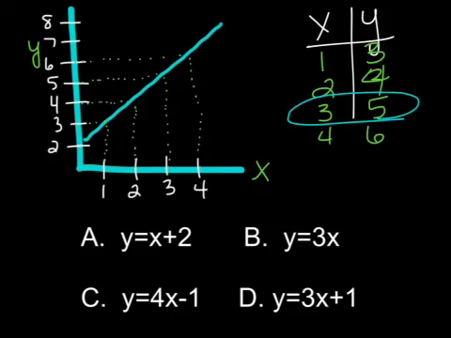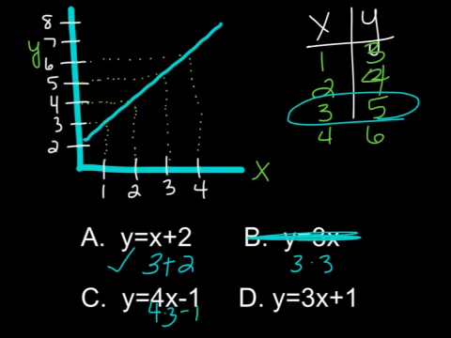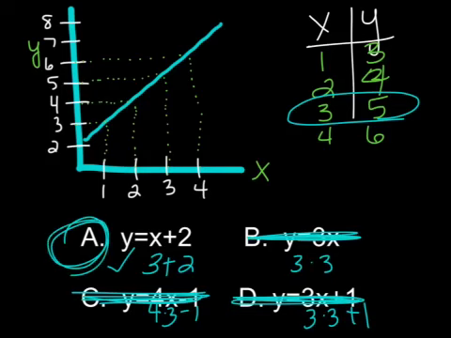And now plug it in. So first one, I plug in 3 for x, so 3 plus 2 should equal 5. Does it? Yes, so I'm going to put a check. Next one, 3 times 3. Well, that equals 9, so does that work? No, I can mark it out. Next one, 4 times 3 minus 1. Well, 4 times 3 is 12, and 12 minus 1 is 11, so that's not even close. Next one, 3 times 3, which gives me 9, plus 1 gives me 10. So this one actually worked out pretty nice. We only had to go through once, which means my answer is A.